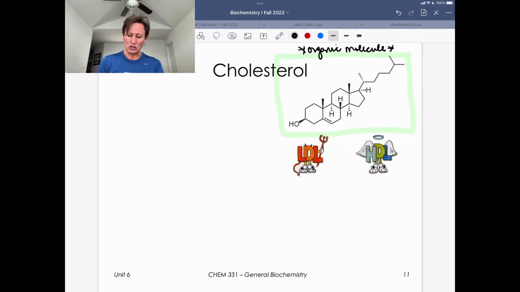One of the things that I want you to recognize is that it has this steroid backbone, okay? That four fused ring. Cholesterol is a precursor for many steroid hormones that we have in our bodies. So cholesterol in and of itself isn't good or bad. As we'll see here, what it's transported with allows it to have good or bad downstream effects in your body. But cholesterol by itself is not good or bad. It's an organic molecule that serves a lot of very important functions in our body.